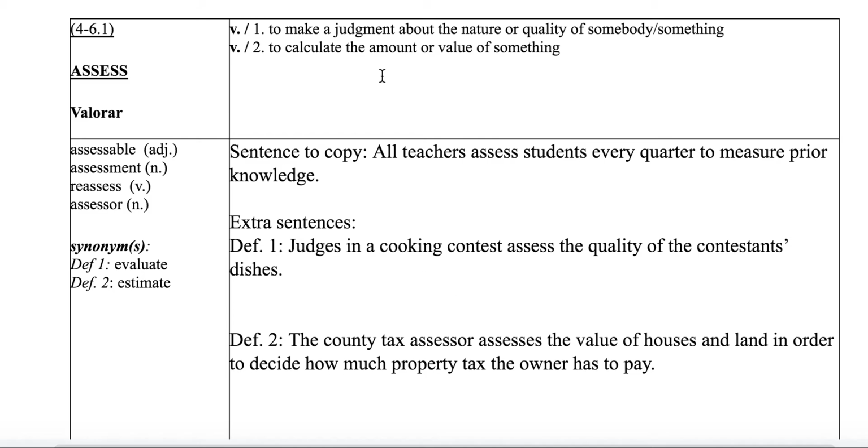And then definition 2, it says to calculate the amount or value of something. So we use it especially for taxes. The tax assessor is somebody who works for the county. Well, it's an office at the county, and their job is to go through and check how much each house and all the land in the county is worth. And then based on that, they make people pay property taxes. So if you own a house, you pay a percentage of the value of your house to the county.